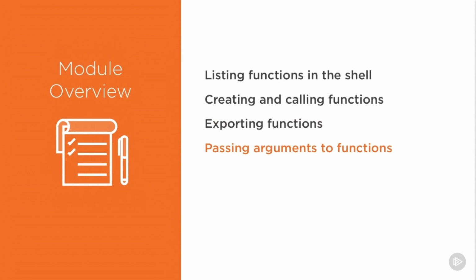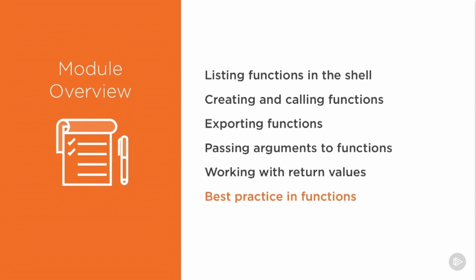Now functions are like mini blocks of code, and they too can accept arguments. So we see how we can pass arguments and work with arguments within our functions, as well as working with return values, stuff that can be returned by the function. To finish up though, we're going to look at an important topic, making sure that we always design our functions with best practice in mind.